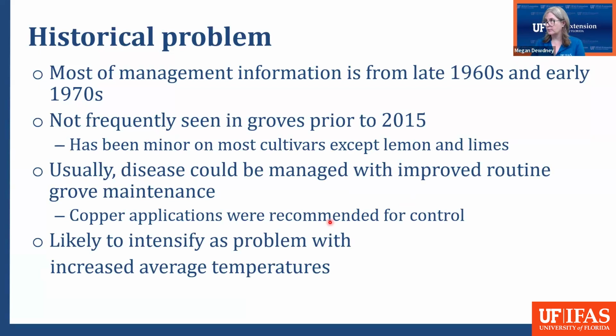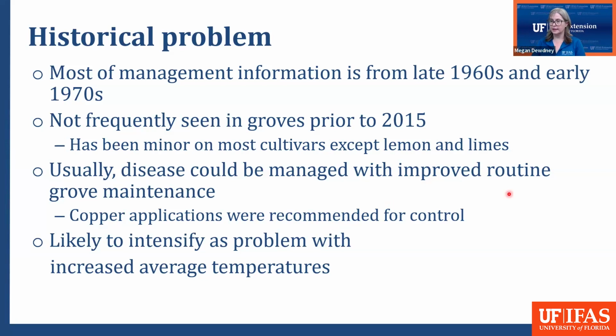Most of the management information that we had was from the late 1960s and early 70s, so older than many of us, and it had not been frequently seen prior to 2015, and it was minor when it was seen on most cultivars, except lemons and limes. Usually this disease could be managed with routine grove maintenance in the past, and in the literature it recommended copper applications for control. And so that's what we started off with looking at.